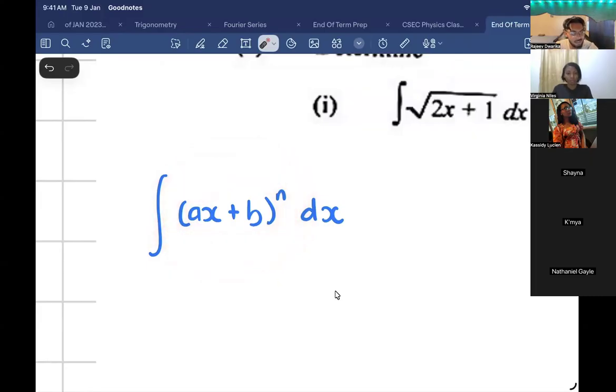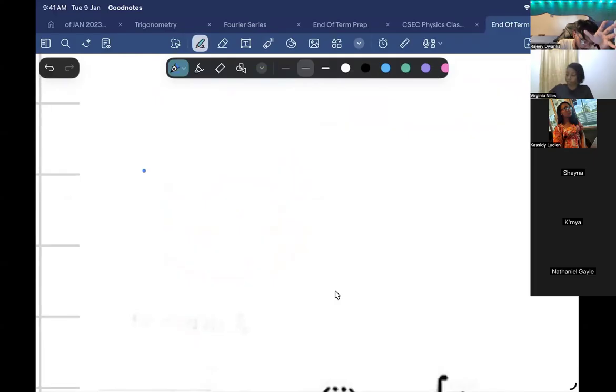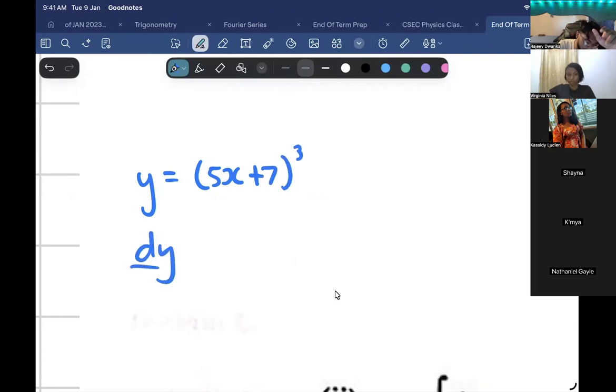Now we know that integration is a reverse process of differentiation. Cool, very good. So let me show you something. Consider you had a function y is equal to 5x plus 7 to the power 3. I want you to differentiate this for me, using the shorthand version of the chain rule. So I fear my add math skills just not this good.